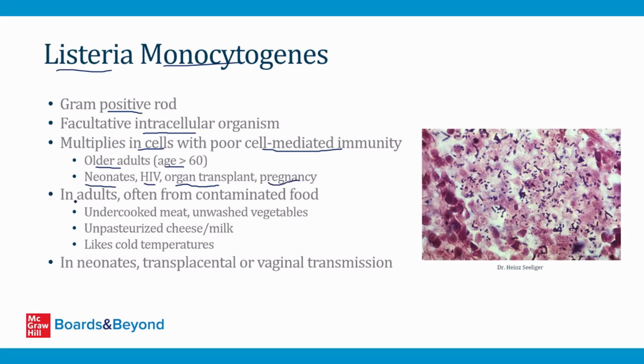The way that adults usually contract Listeria infection is from contaminated food, especially undercooked meat or unwashed vegetables or unpasteurized cheese or milk. This bacteria likes cold temperatures, and that's why undercooked meat is a common cause. And then in newborn babies, the way the infection is contracted is different. It's usually either via transplacental or vaginal transmission from mother to baby.